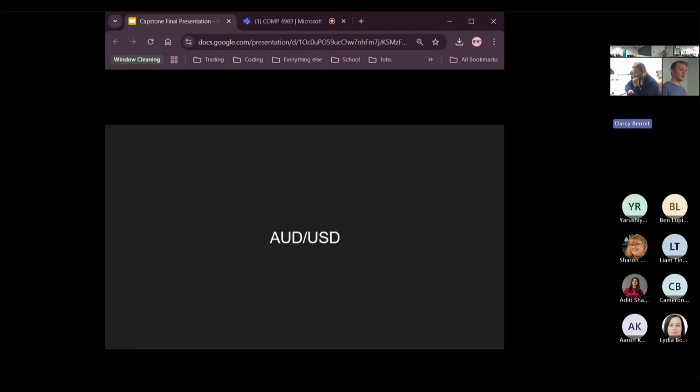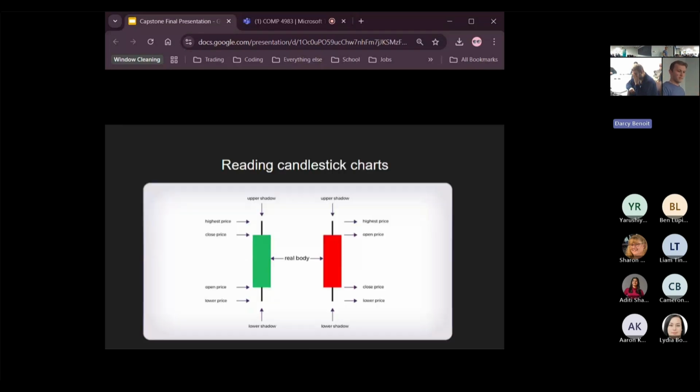So this is a symbol. This is the Aussie dollar versus the US dollar. So it's a currency pair, and you can basically bet on it going up. So if the Aussie dollar goes up relative to the US dollar, then you make money if you bet on it going up. And if you bet on it going down, then you make money as well. So you can make money either way.